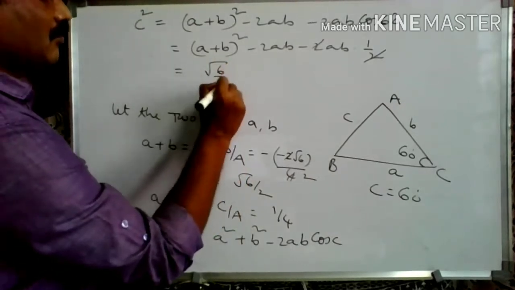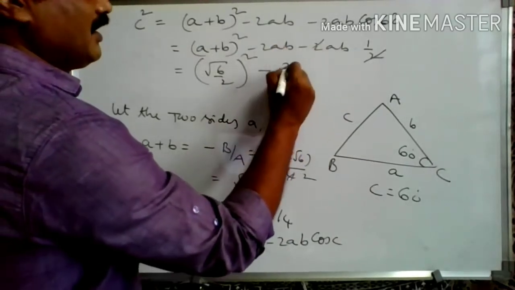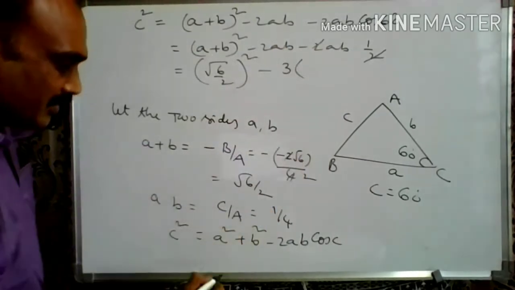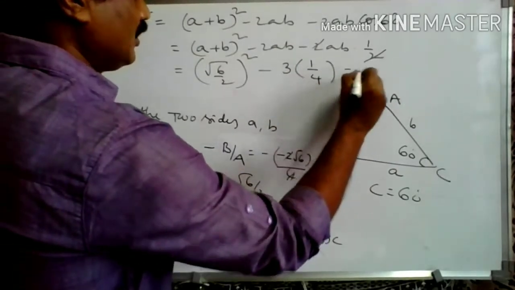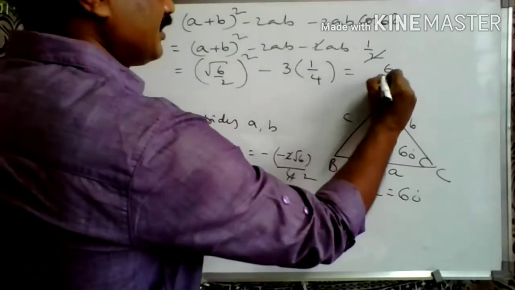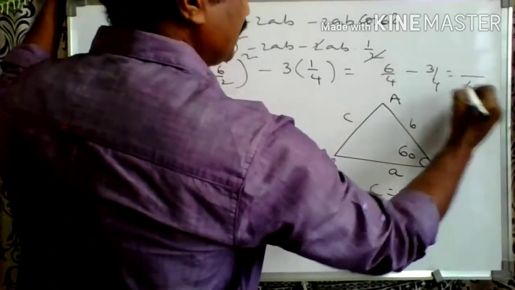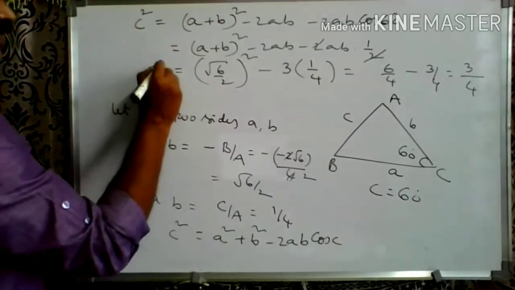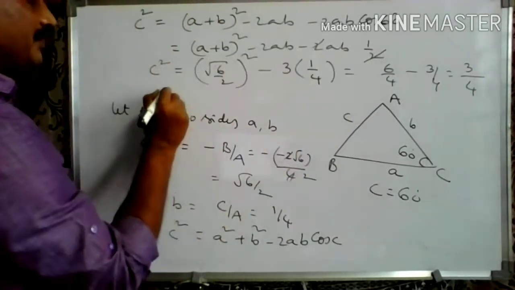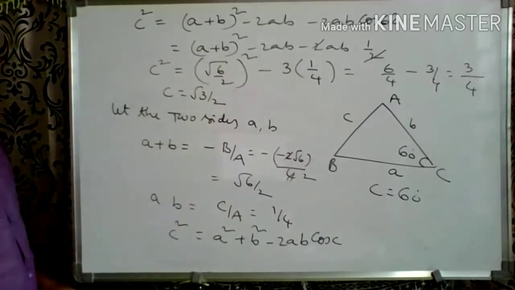Root 6 by 2 whole square minus ab, that is minus 3ab? No, minus ab, where ab is equal to 1 by 4. So root 6 by 2 whole square is 6 by 4, minus 3 by 4? Here the LCM is 4. 6 minus 3 is 3, so 3 by 4. Students, small c square is equal to 3 by 4. So c is equal to root 3 by 2.